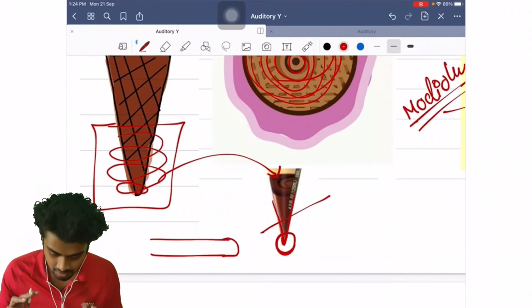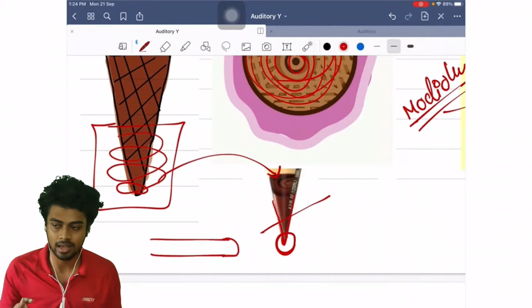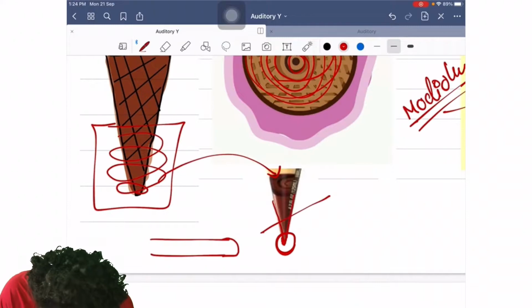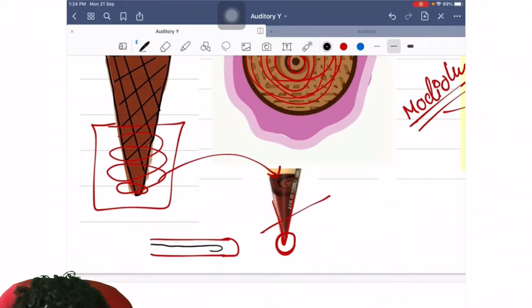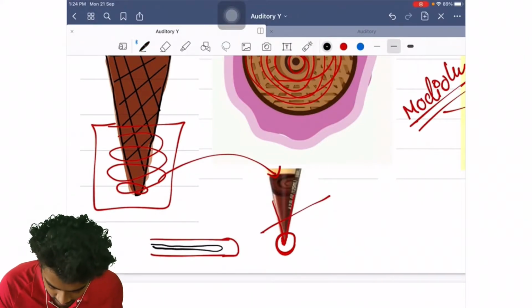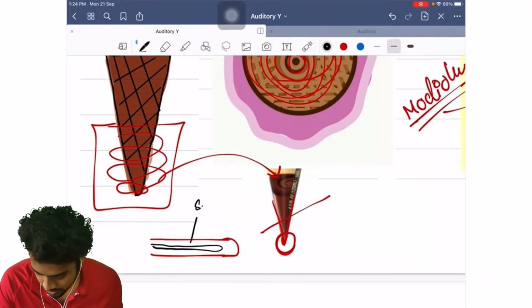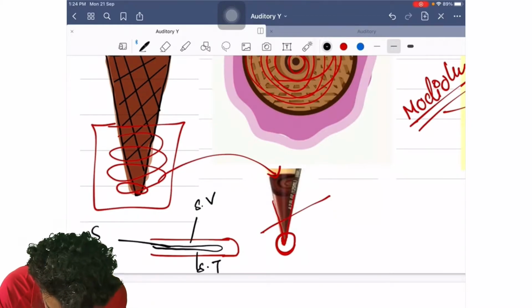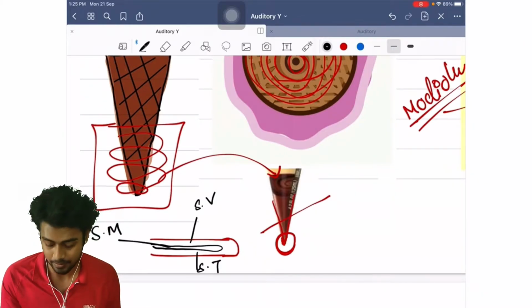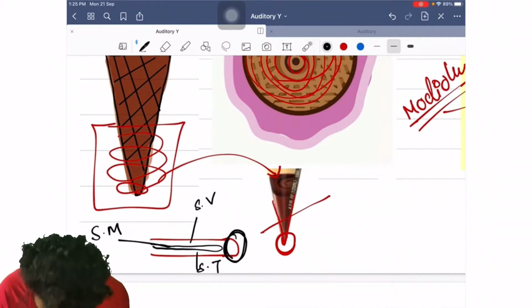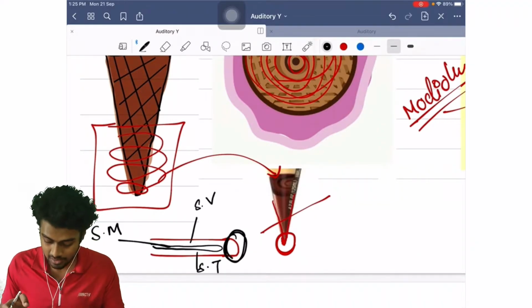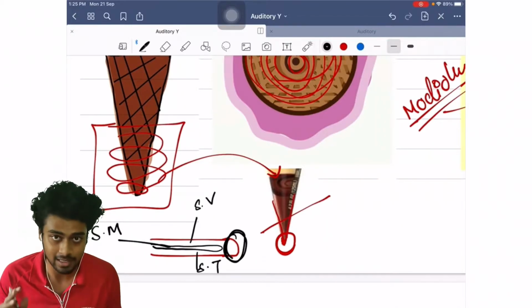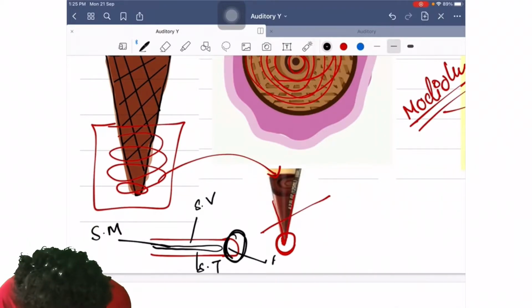Since we are reading about the cochlea having 3 tubes, we are going to add an additional tube inside this. So this is going to be our scala vestibuli, this is going to be our scala tympani, this is going to be our scala media, and the 2 tubes, the scala vestibuli and scala tympani, are continuous with each other at a point, and that point is called the helicotrema.